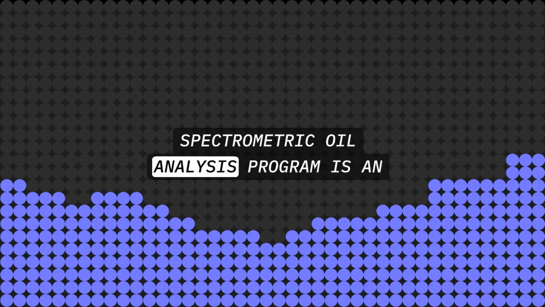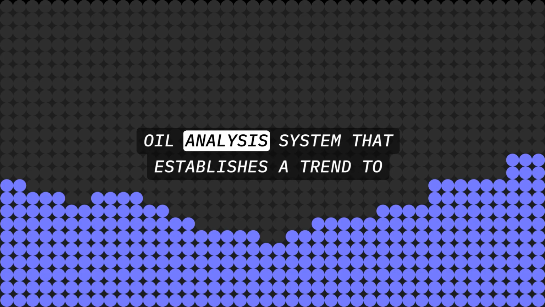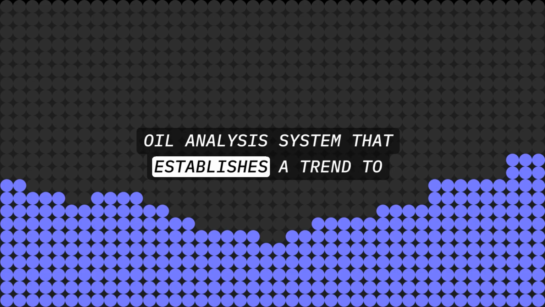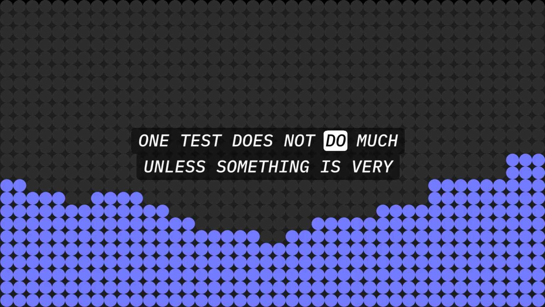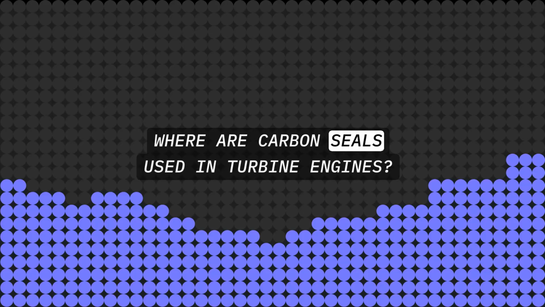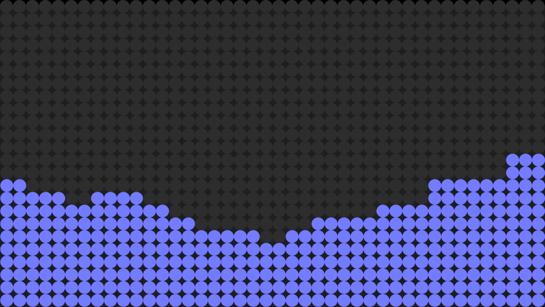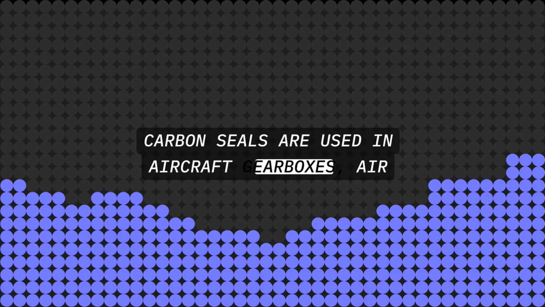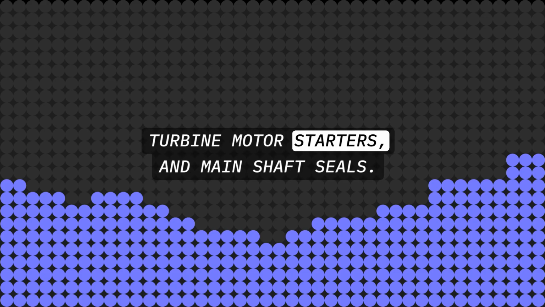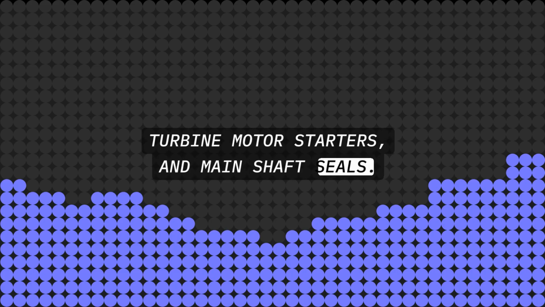What is the SOAP analysis? Spectrometric Oil Analysis Program is an oil analysis system that establishes a trend to measure engine health. One test does not do much unless something is very wrong. Where are carbon seals used in turbine engines? Carbon seals are used in aircraft gearboxes, air turbine motor starters, and main shaft seals.